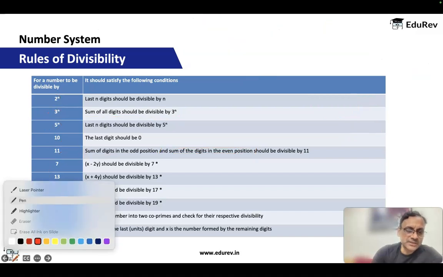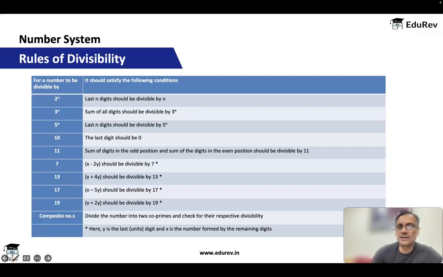So what happens, I'll give you one example and then I'll just tell you the others. Let's look at 7. Let's say I take a number, 3514, and I want to check whether this is divisible by 7 or not. So the rule is you remove the last digit and double it. The last digit is 4, you remove 4, you double 4, that's 8, and you subtract it from the remaining number. So 351 minus 8 gives you 343.